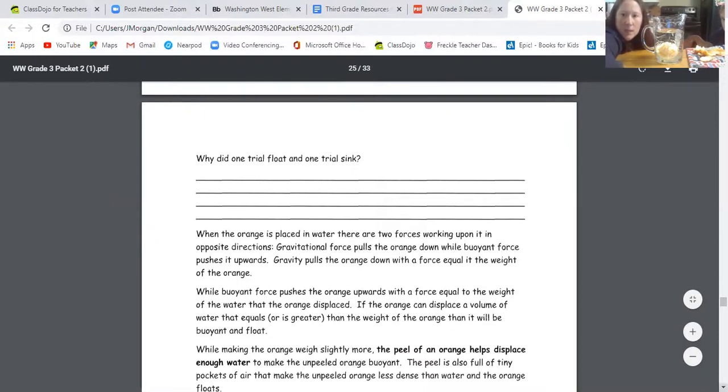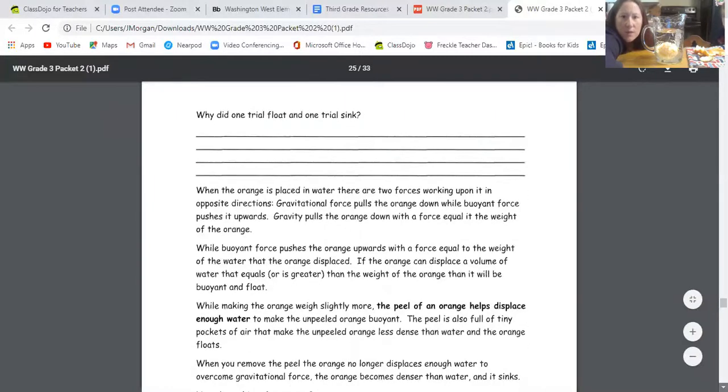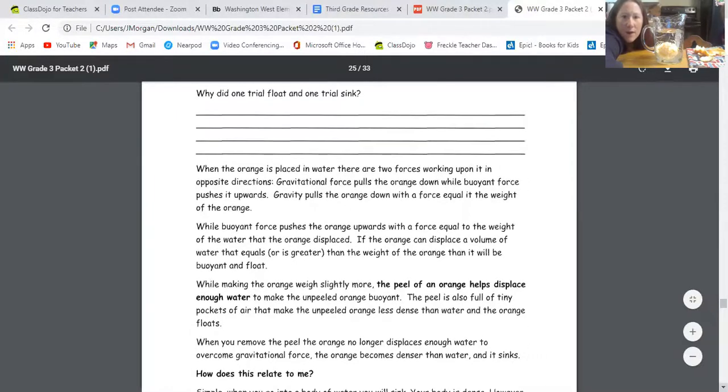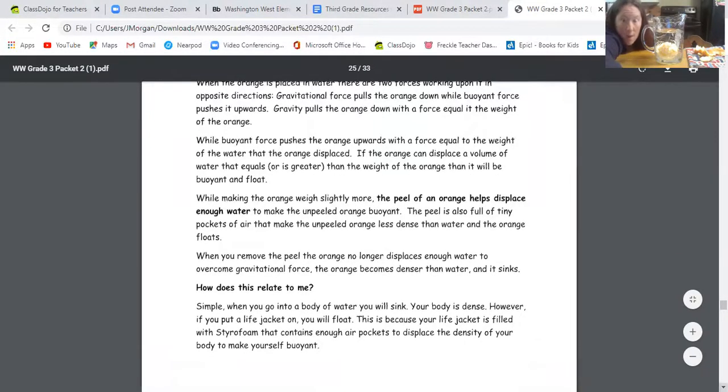Okay, let me keep going here. While buoyant force pushes the orange upwards with a force equal to the weight of the water that the orange displaced. If the orange can displace a volume of water that equals or is greater than the weight of the orange, then it will be buoyant and float. While making the orange weigh slightly more, the peel of an orange helps to displace enough water to make the unpeeled orange buoyant, which is why it floated before we peeled it.